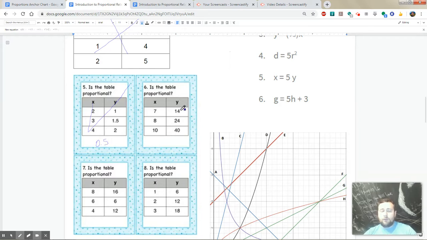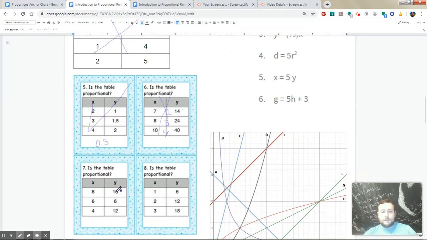All right, what about this one? 14 divided by 7 is 2. So the first line has a K of 2. But then 24 divided by 8 is 3, and 40 divided by 10 is 4. So the K is changing, so it is not a proportional relationship. So this one's no good.